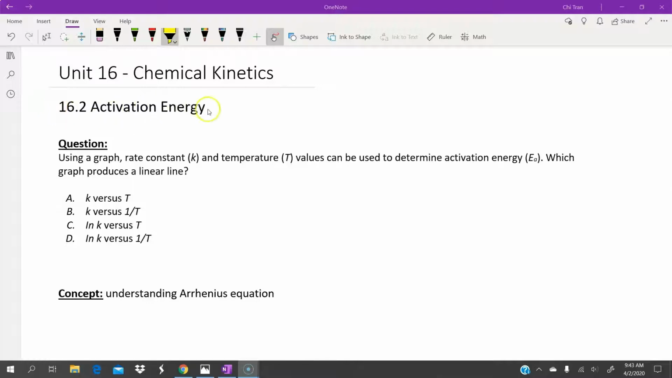This video is about activation energy. So the keyword in the question is the rate constant K and temperature T, and were they to be plotted on a graph, they would produce a linear line. And the concept of this question is understanding the Arrhenius equation.